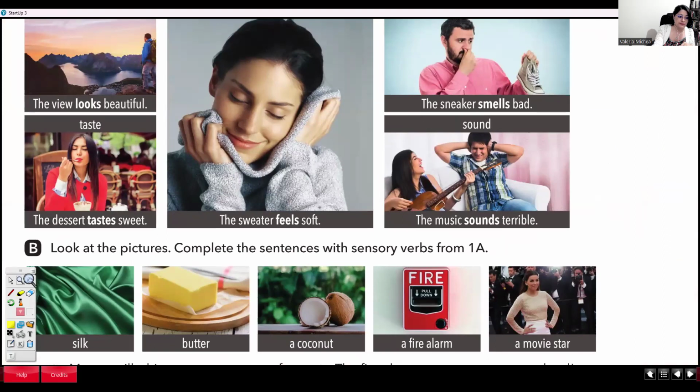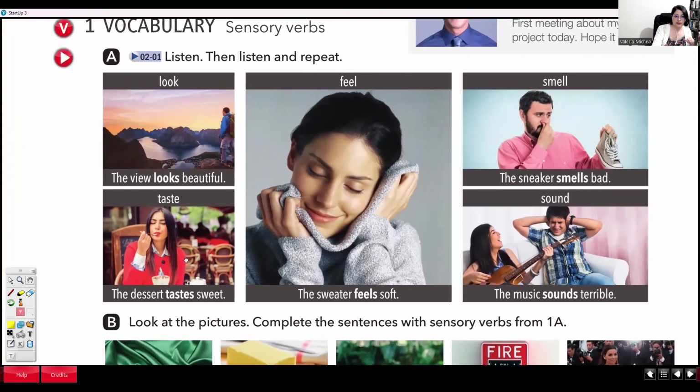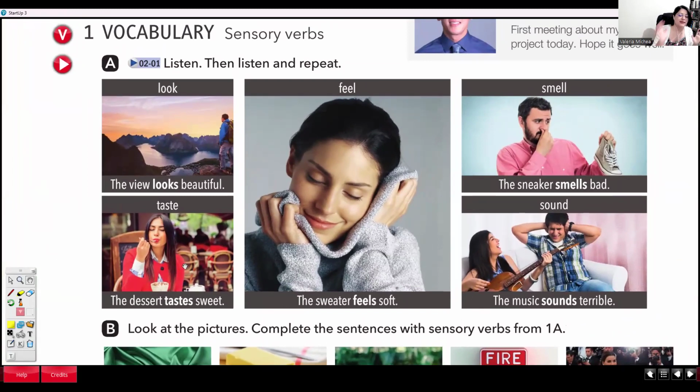So we were talking about the five senses, the regular five senses that we use to perceive things, and then using them, we can describe them. That's the idea. So we have five verbs that are useful in order to describe, and those verbs are related, of course, to the senses.